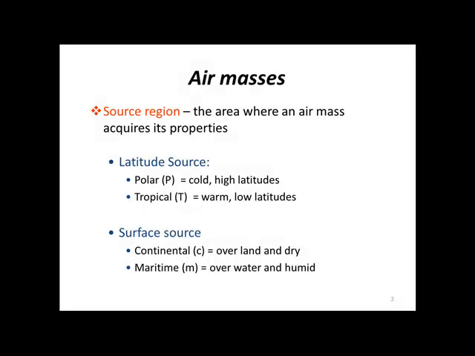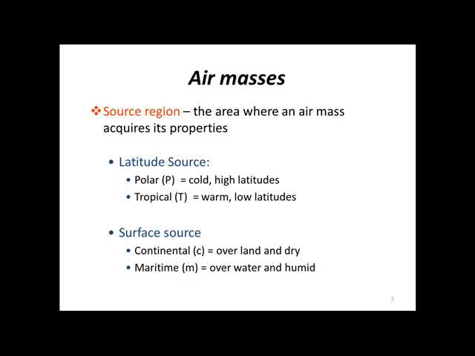When these air masses move from one area into another, they move from a region called the source region. This is where it acquires its properties or its characteristics. You can have two types of sources for each air mass. A source either comes from a polar area or a tropical area.